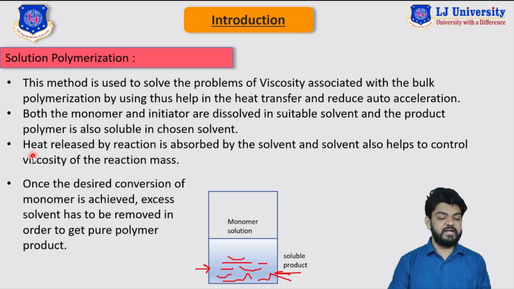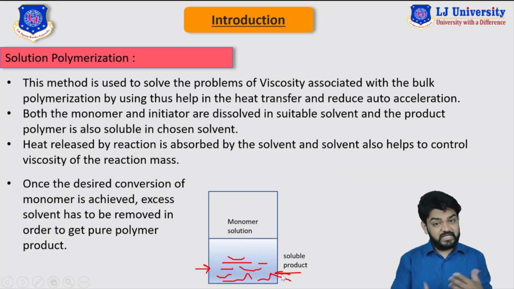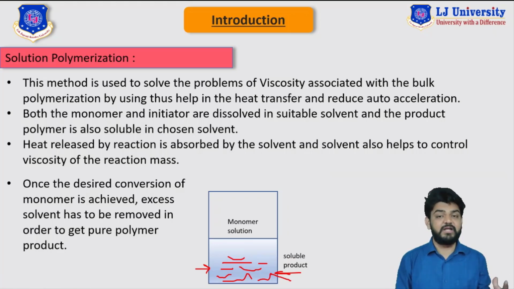Now the heat released by the reaction is absorbed by the solvent, and the solvent also helps to control the viscosity of the reaction mass. As the reaction proceeds, we know that this polymerization reaction is exothermic, so it will generate a lot of heat, and that heat needs to be dissipated, as is the case in bulk polymerization. Now we have selected a solvent which will also help to increase the heat transfer, and it will easily dissipate the heat generated by this reaction. So the problem of heat transfer is now overcome with the solution polymerization technique.